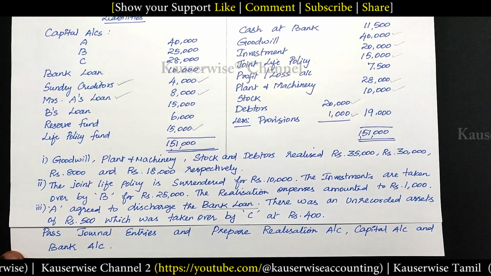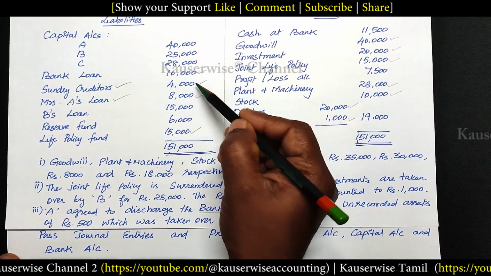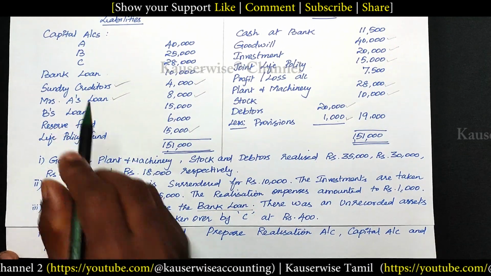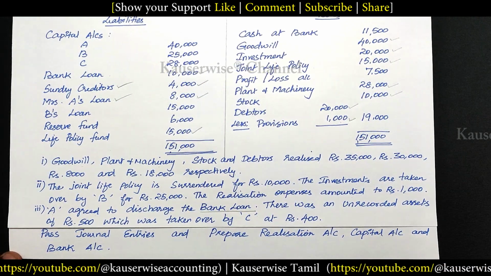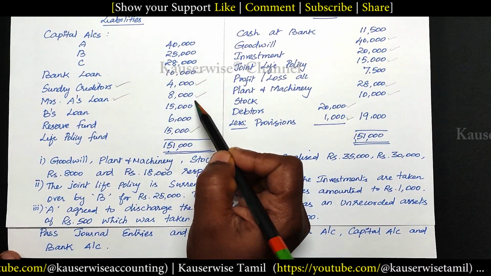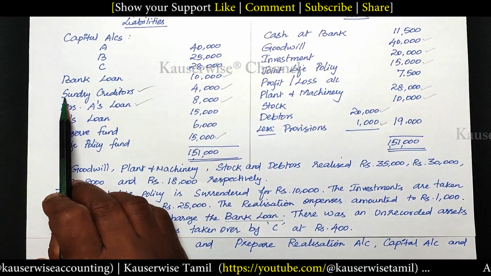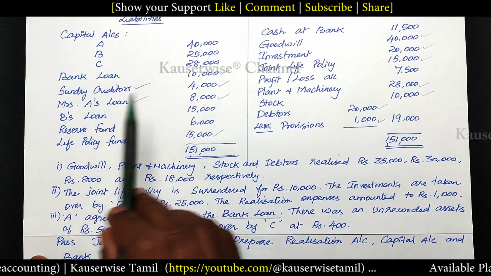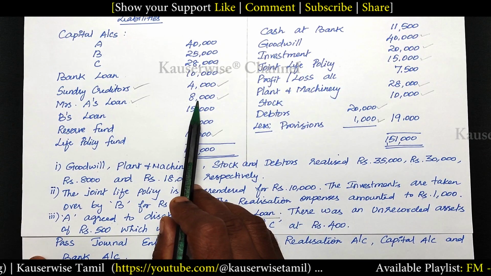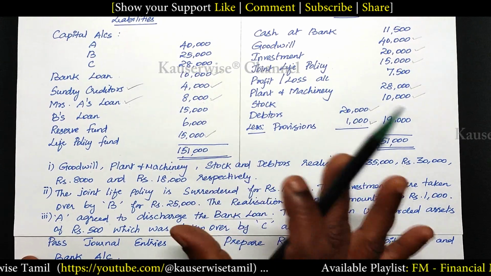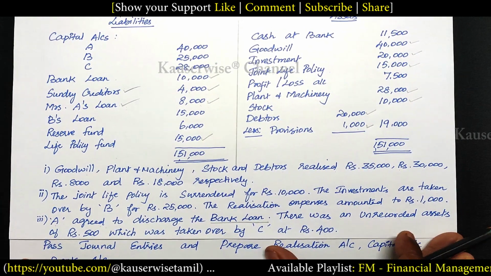Okay. So it is mandatory to repay third party liabilities first. Whether the information is given in the problem or not, we have to discharge these third party liabilities. So how much amount is due to creditors? 4,000, and Mrs. A's loan 8,000. So we have to pay out of realization account. Okay. So what is the entry for that?